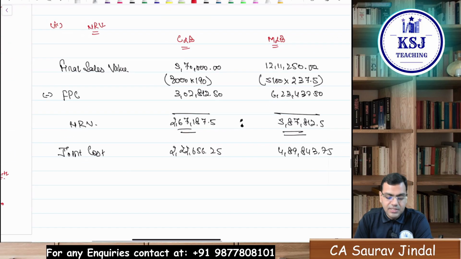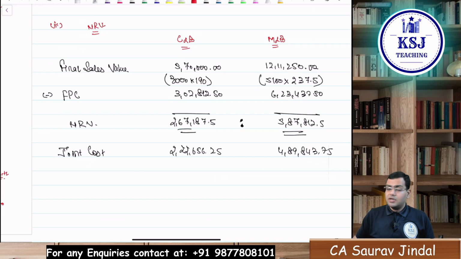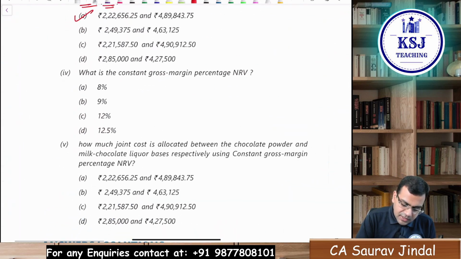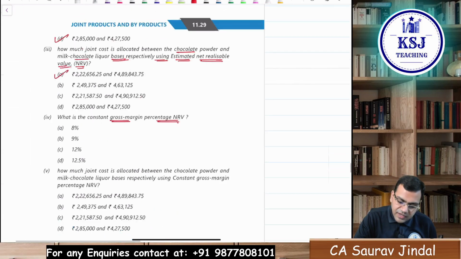The NRV says the final sales value minus FPC, that is your net realizable value. In that ratio you have to distribute your joint cost. Clear with this? Fine, sir. Now what is the constant gross margin percentage, NRV? So what does it mean? What is the gross profit that you are earning? Gross profit here means what?